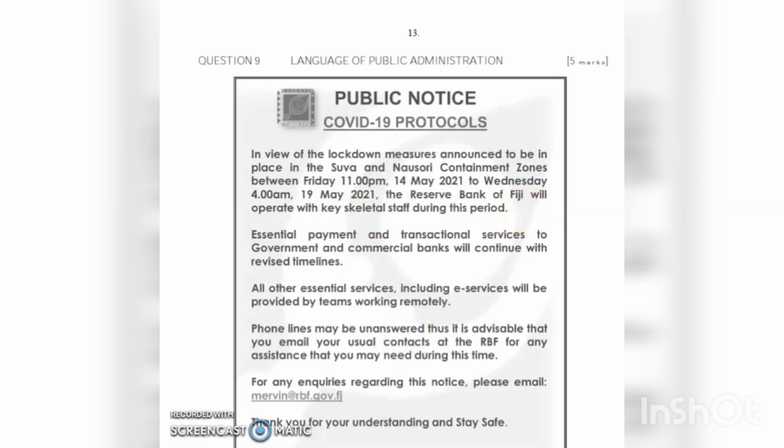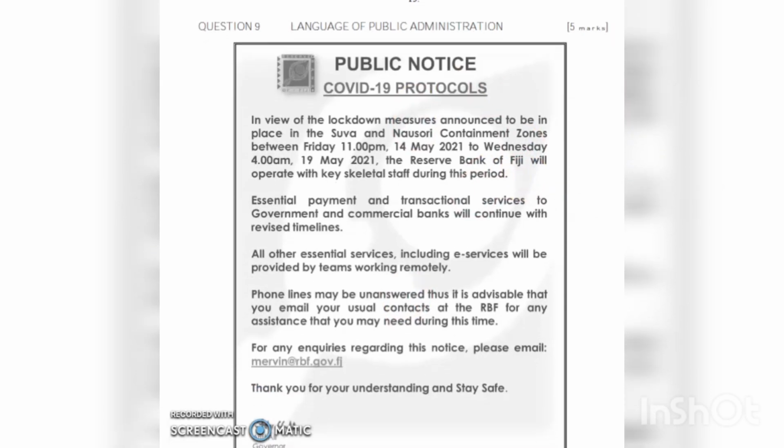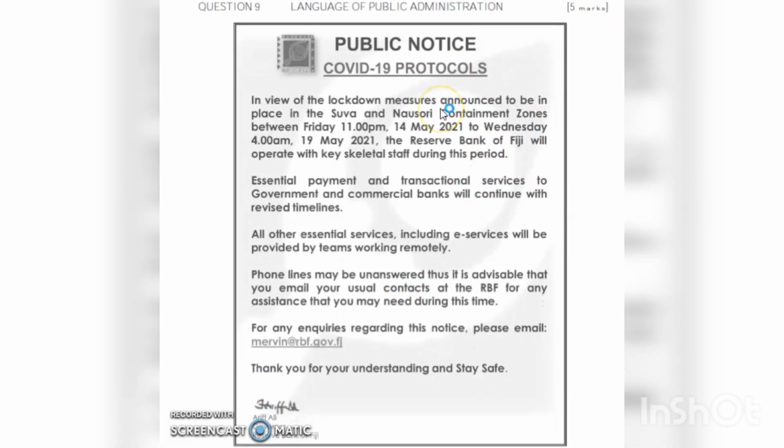So first of all, let's look at the non-linguistic features, the features of this register. You've got the logo, you've got the bold heading, the heavy lettering, it's all in capitals. Then you've got dates and time, 11 p.m., 14 May 2021. You've got email addresses, you've got signature, you've got designation, etc. Those are the non-linguistic features.